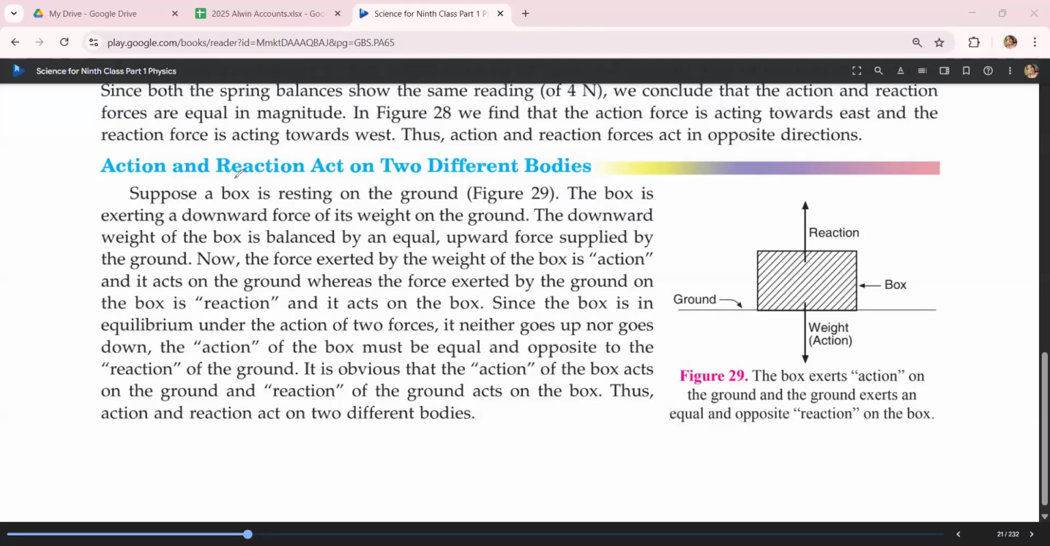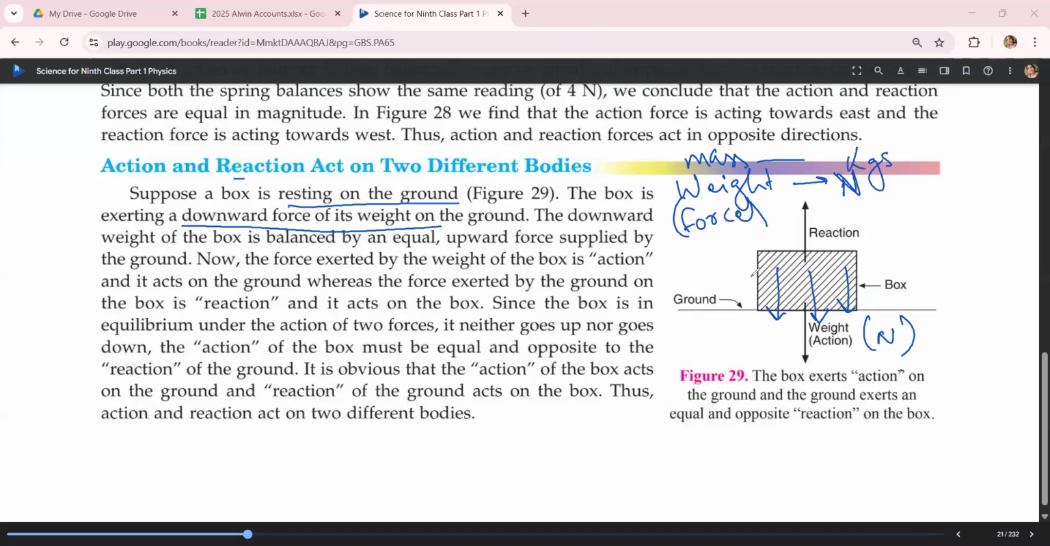Thank you, ma'am. Okay, now action and reaction act on two different bodies. Suppose a box is resting on the ground. The box is exerting a downward force of its weight on the ground. So weight is also a force, no? That is why you are calculating weight in Newton always. Always remember, mass is calculated in kg, but weight is calculated in newtons. Why? Because weight is also a type of force that you are exerting downwards.